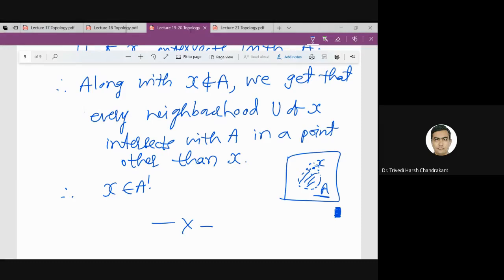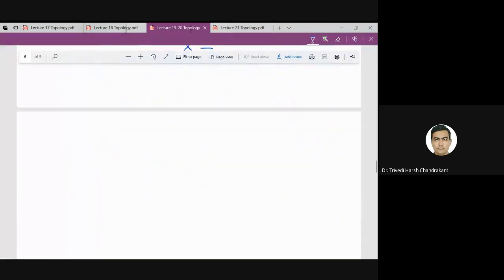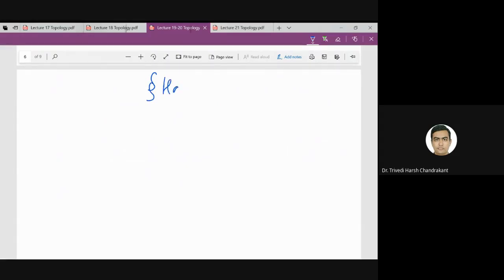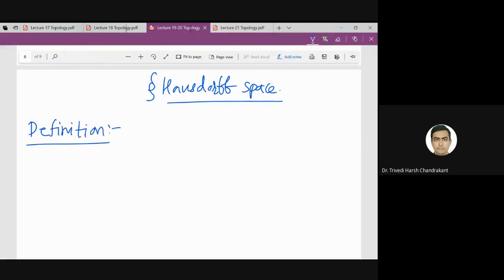Okay, so if there is no doubt, then let me continue with the next terminology, that is a Hausdorff space. I will discuss some examples of Hausdorff spaces, and then we'll prove one result.